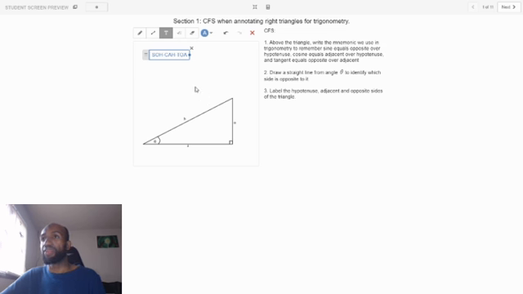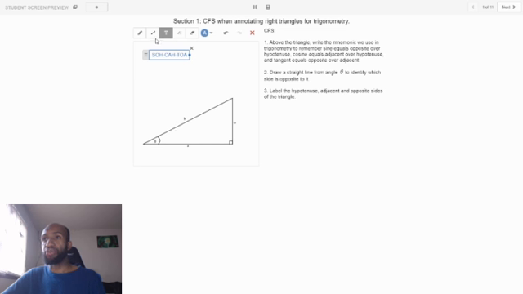Okay. Now, that said, we want to label our triangle here. If you look down at the bottom, it says we should put in the hypotenuse, adjacent, opposite sides. But before we do that, we need to know which side is opposite to this angle, which side is adjacent to this angle, and which side is hypotenuse.